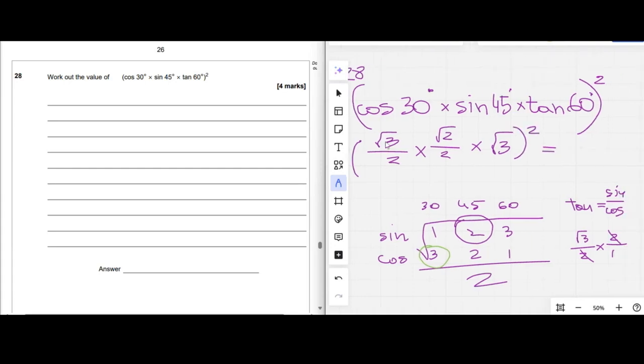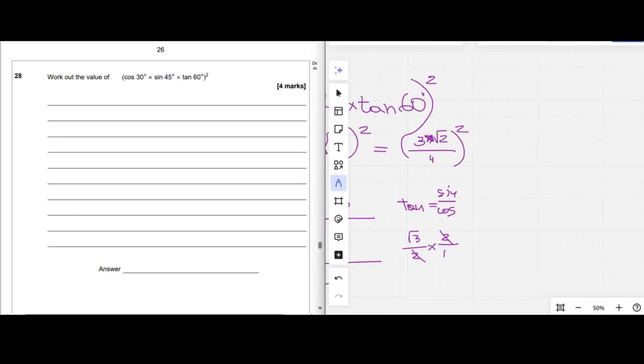Okay? This square root of 3 and that square root of 3 together is just 3 times square root of 2 divided by 2 times 2, 4. And all of that squared. So 3 squared is 9. Square root of 2 squared is 2. And 4 squared is 16. We can simplify this and that. 9 over 8.